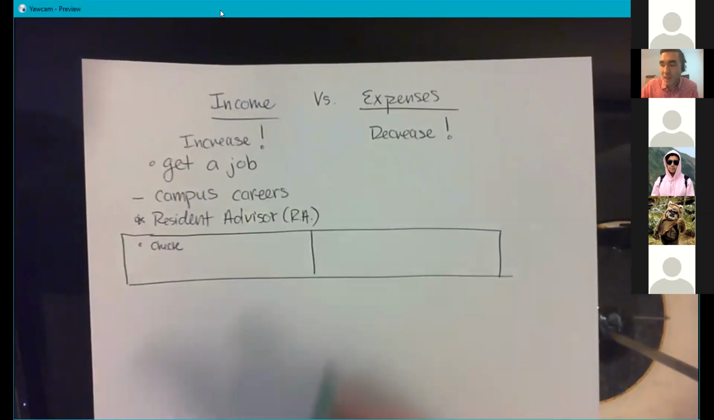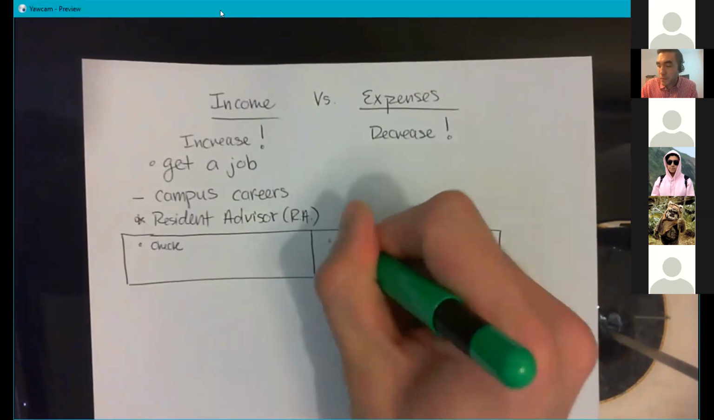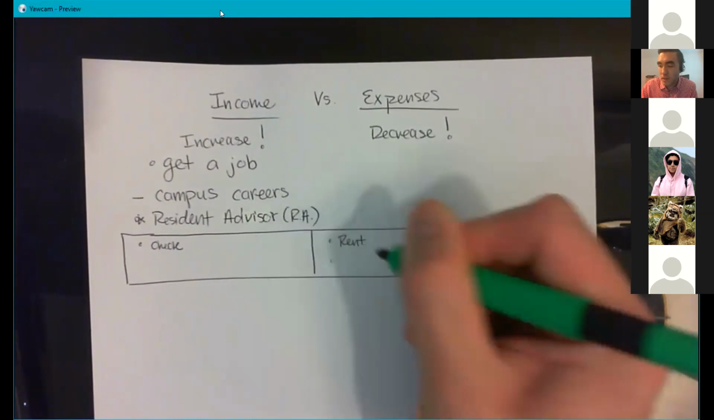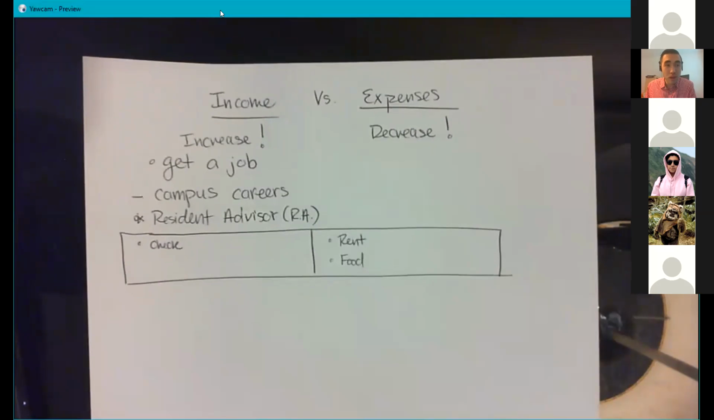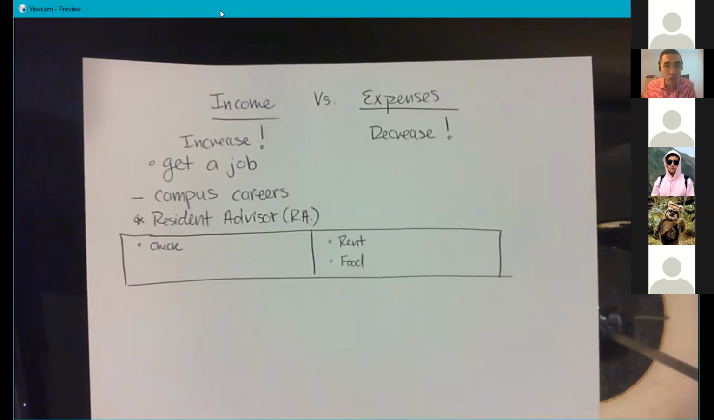But on top of that, RAs' rent is covered, and so is their food. So if you're an RA, you go to your little personal finance budgeting sheet, and you make rent $0, you make food $0. It's huge in terms of your monthly planning.